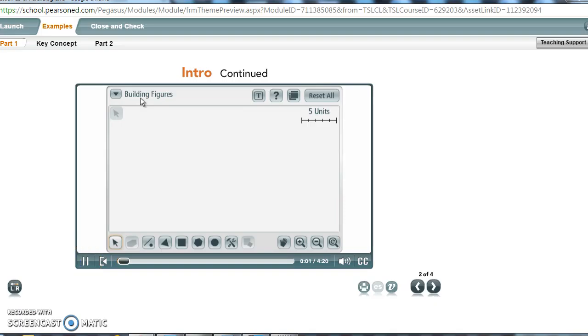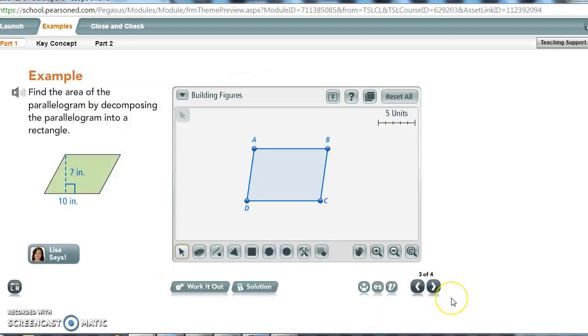In this video, you will learn about the Building Figures mode of the 2D Geometry tool. We're going to skip over that.